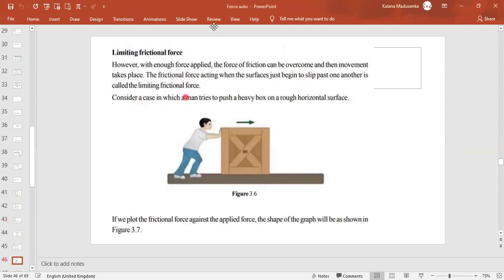Okay, that maximum, as I said earlier, the maximum static friction force is also called the limiting frictional force. It is the same term. For example, you can see a man trying to push a heavy box on a rough horizontal surface. If the weight of the object is very high, the man cannot move it. In order to move this heavy box, you should apply more than the limiting friction force, right?